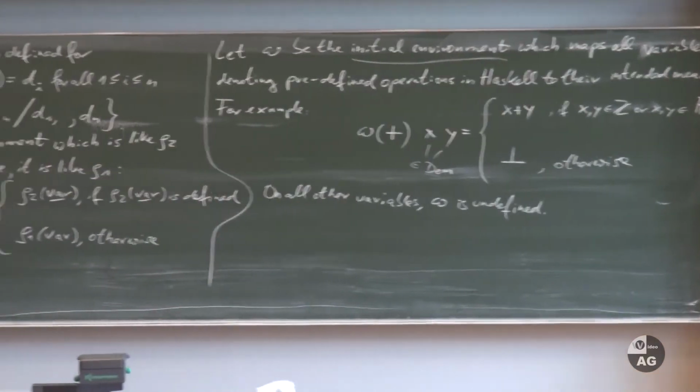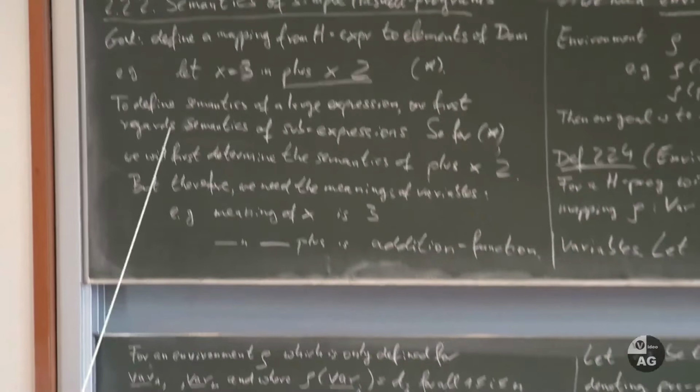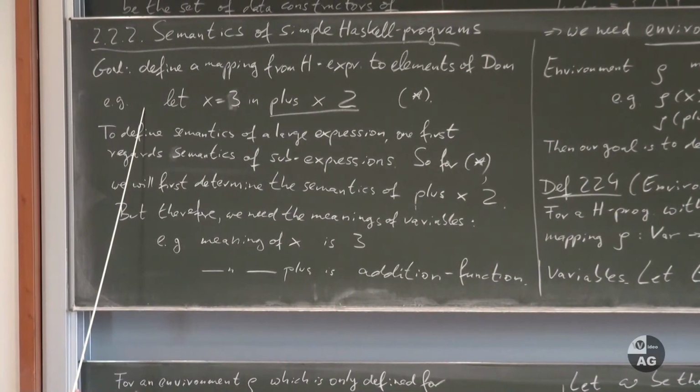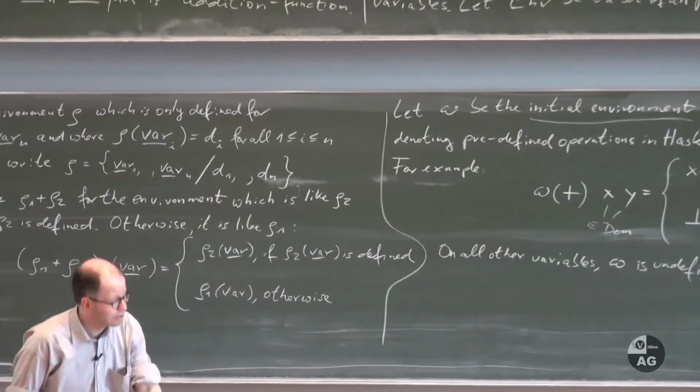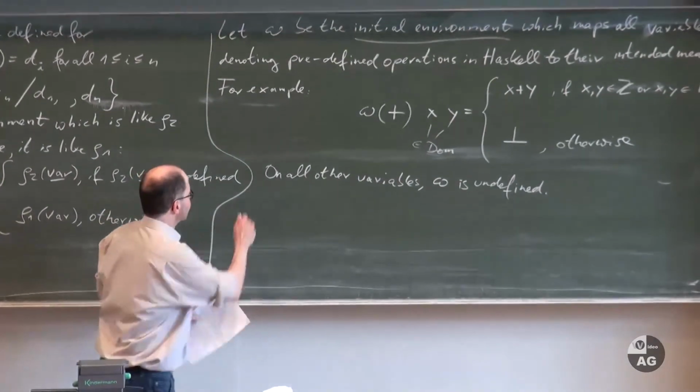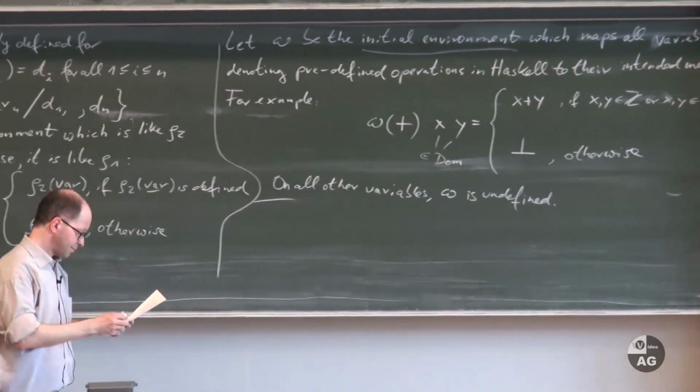So that means if our program consists just of this definition, then here, before we have this let expression x, we didn't assign any meaning to x yet. So here we are still in the initial environment, and the meaning of x is undefined. And here we are in an extended environment where the meaning of x is 3. But the meaning of this symbol has not changed. This still means addition. Okay, so this is the idea of an environment.